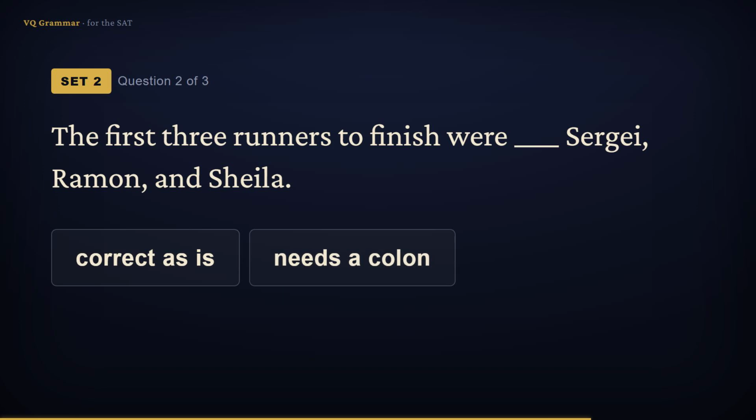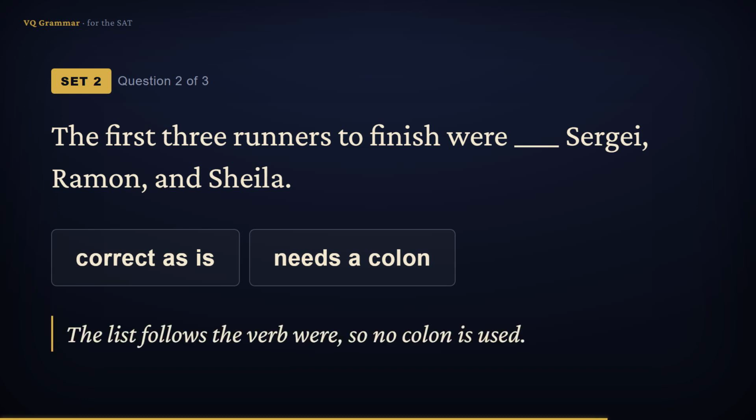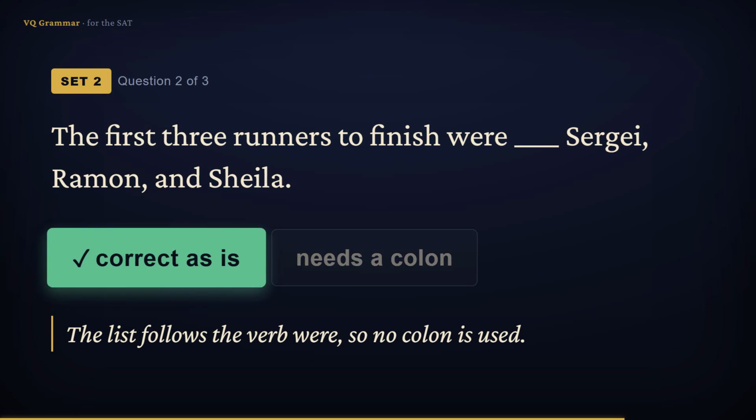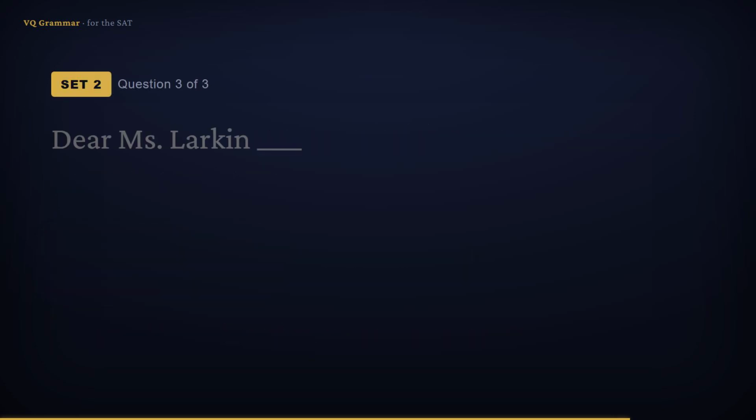The first 3 runners to finish were Sergey, Ramon, and Sheila. The list comes right after the verb "were," so no colon is used. So the answer is, it is correct as is.